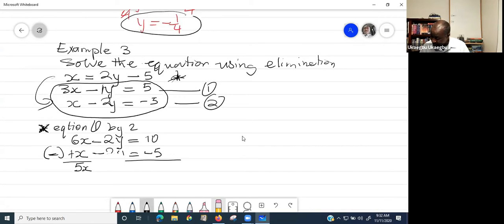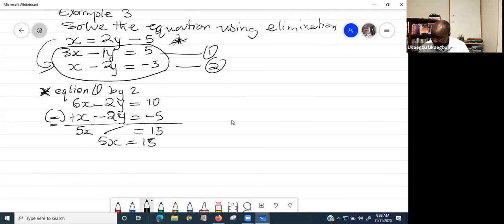This is 2y, so you are going to have negative 2y plus 2y. That will eliminate it to be zero. This negative here will change the sign here to be positive, so 10 plus 5 is 15. So this reduces to 5x equal to 15. In order to solve for x, we divide both sides by 5. So x is equal to 3.